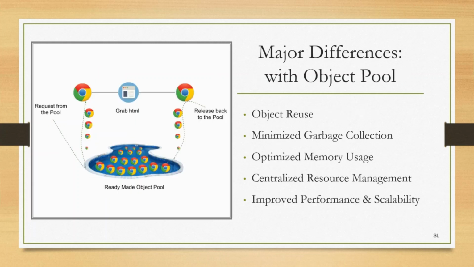And then to talk about the major differences with object pooling: object reuse, minimized garbage collection, optimized memory usage, centralized resource management. An object pool provides a centralized management facility. And last, improved performance and scalability. Thank you.